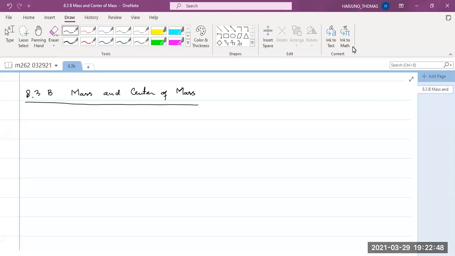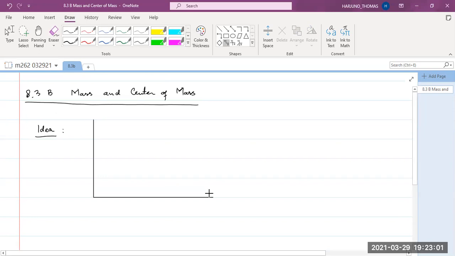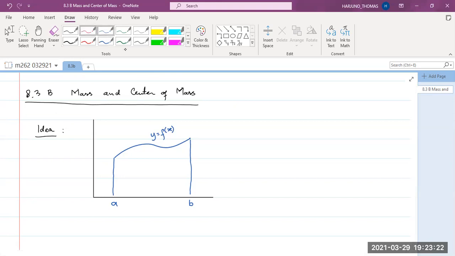So 8.3b on mass and center of mass. Idea. Let our coordinate system be such that the lamina has this shape. This is y equals f(x). And let's say the density of that lamina is rho.